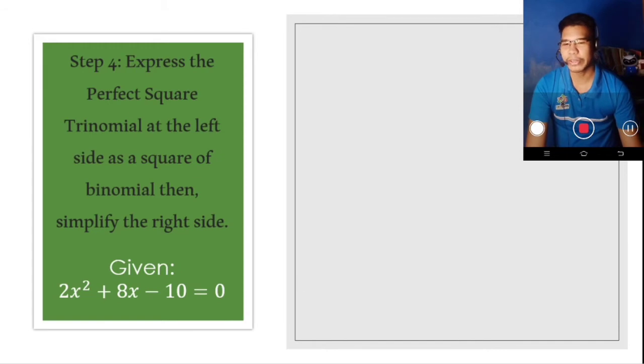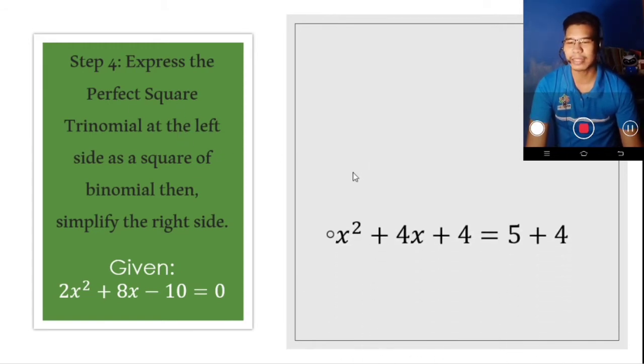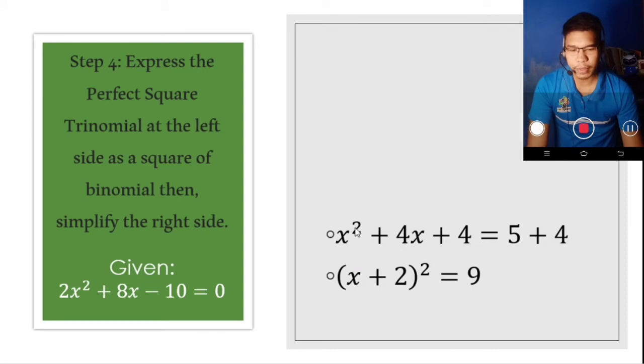Next is step 4. We need to express the perfect square trinomial on the left side as a square binomial, then simplify the right side. So we have here now the resulting equation, x squared plus 4x plus 4 equal to 5 plus 4. All we have to do is rewrite this perfect square trinomial as a square binomial. After that, we're going to simplify the right side. So this will become the square root of x squared, which is x, copy the sign of the middle term, plus, and then the square root of the third term, square root of 4 is 2. Quantity squared equal to 5 plus 4, which is 9. So this is now our new equation, quantity x plus 2 quantity squared equal to 9.